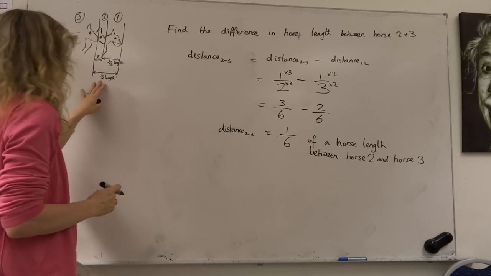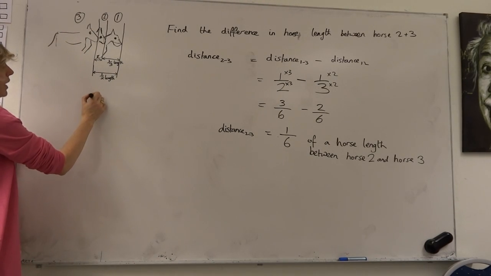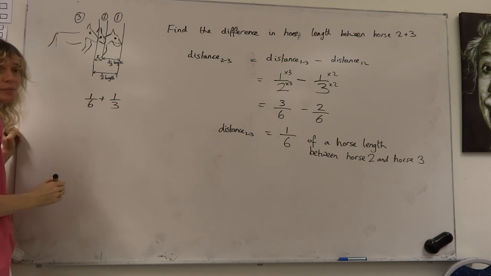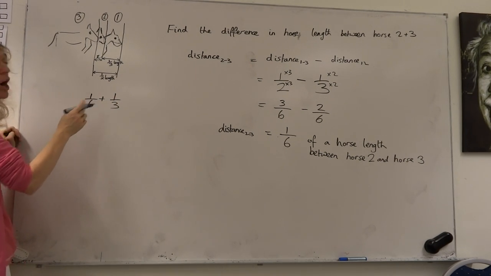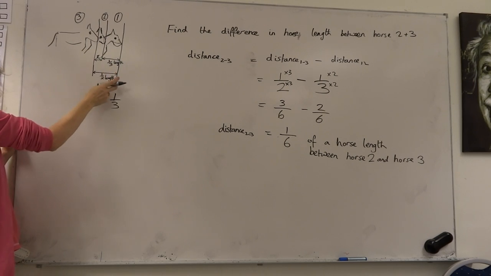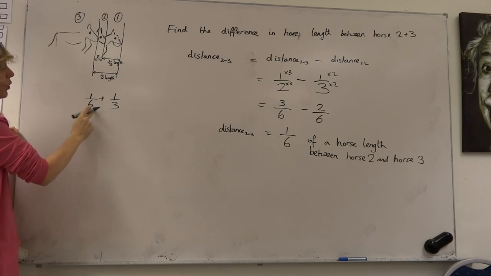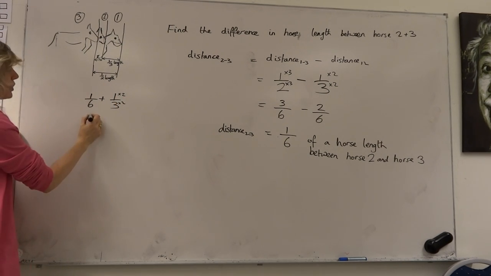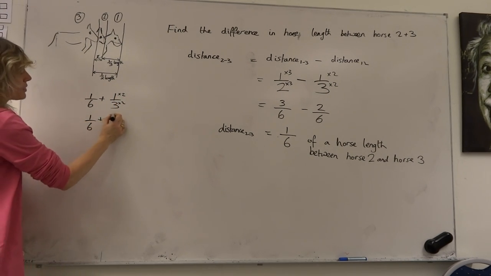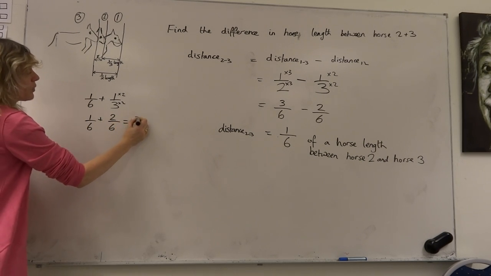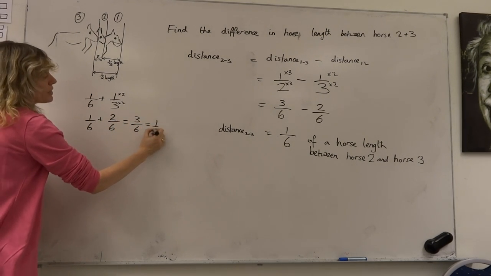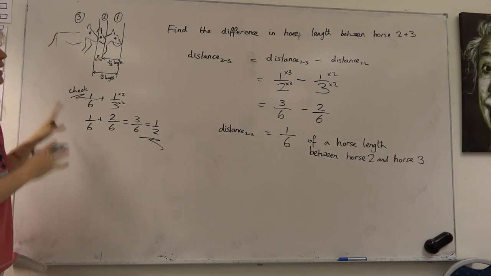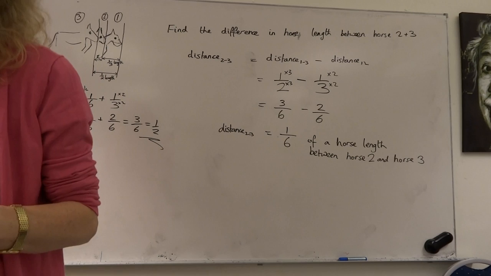Should we check that we're right? We could do a very quick check here. 1/6 plus 1/3. If we've done this right, it should equal 1/2, because this distance plus this distance should give us our final distance. We can't add these until we convert that into 6ths as well. So 1/6 plus 2/6 equals 3/6, which is 1/2. So here's our check as well. And that's how you do that type of question.